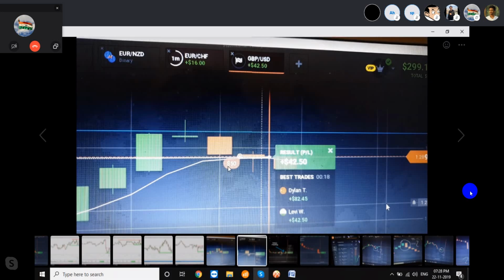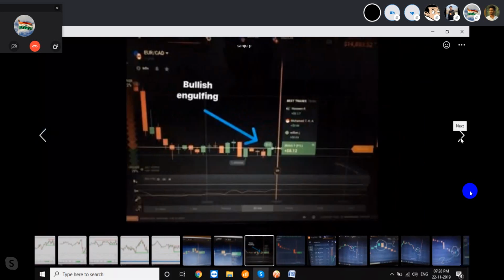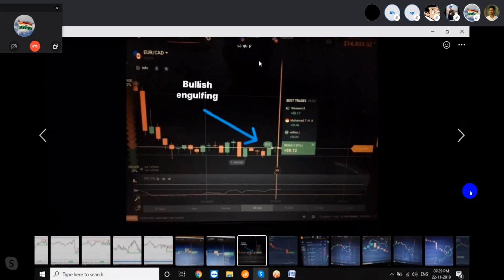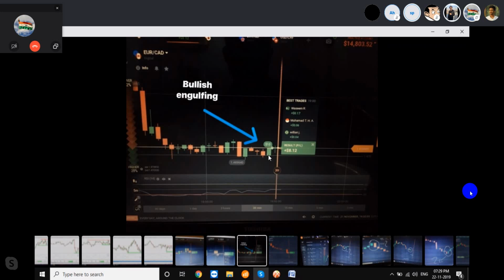Okay, fine. Sanju, what are you saying? It is a bullish engulfing. Okay, fine. Then again, Sanju, is it a bullish engulfing? Tell me. Or others, is it a perfect bullish engulfing? No, sir. Perfectly, no, sir. It is not a big one.